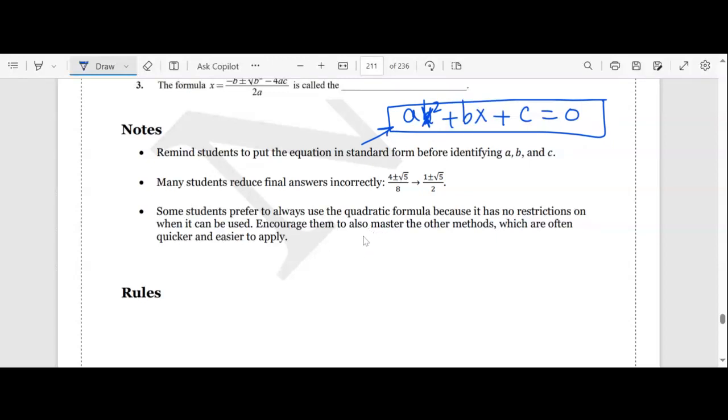Many students reduce the final answer incorrectly. They cancel the 4 with the 8. You cannot cancel the 4 with 8, okay? Because there is plus and minus here. Some students prefer to always use the quadratic formula because it has no restriction on when it can be used. Encourage them to also master other methods, which are often quicker and easier to apply.